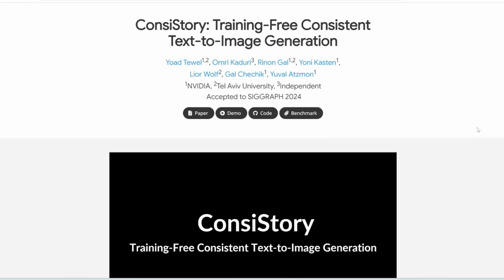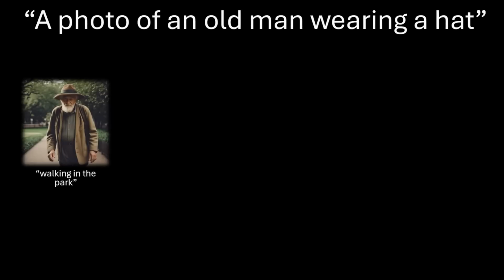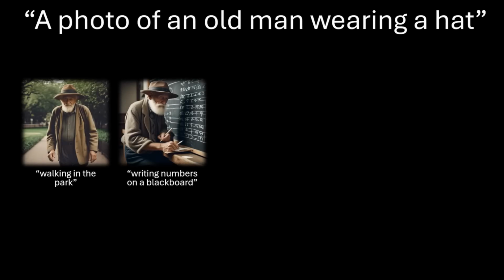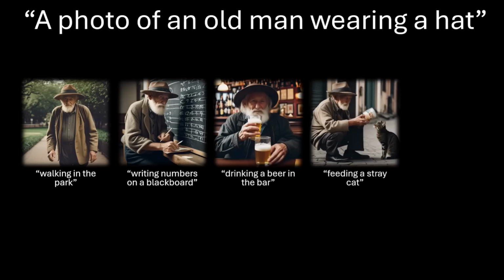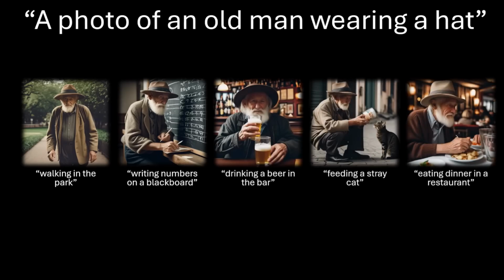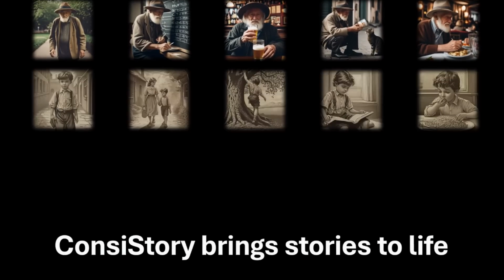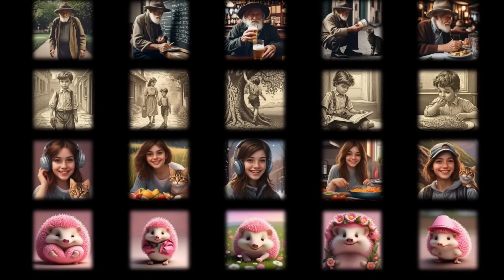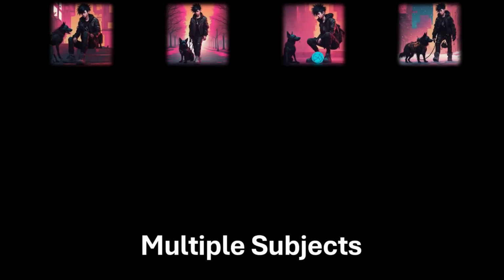Next, we have a really cool tool by NVIDIA called Consistory. This is a really easy way for you to generate storyboards or frames with consistent characters. Now, previously, to generate a storyboard with consistent characters, you do need to train LoRAs, or basically these mini models, on the appearance of your character.